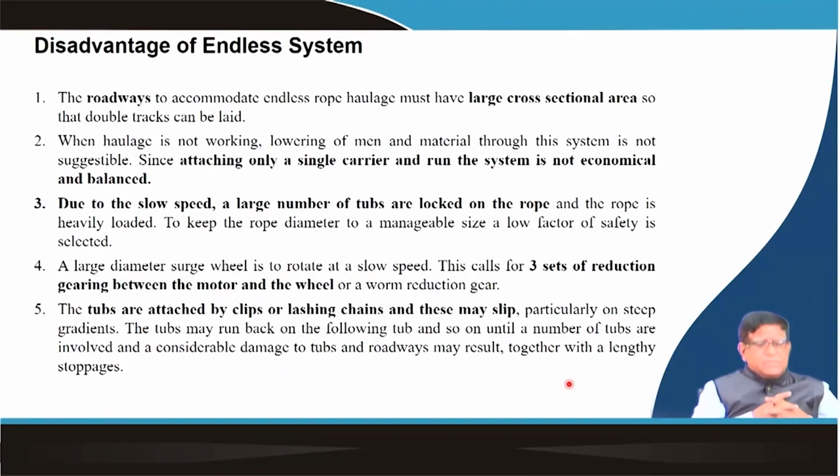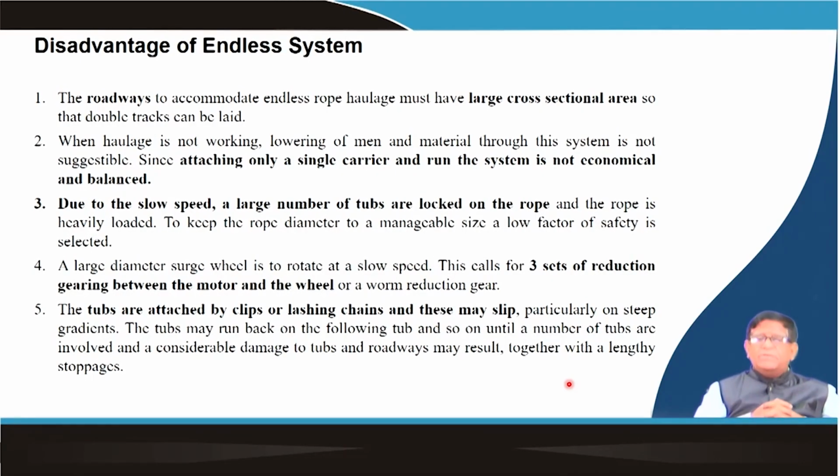Now, the disadvantage is, of course, that the roadways to accommodate endless rope haulage have large cross sections, because two tracks will have to be made. Then, when the system is not working, at that time lowering of man and material through this system is not suggested. You cannot use this system, because attaching only a single carrier to run the system is not economical and balanced. So it is to be used only where the number of cars can be attached and detached while the production is going on. So you will have to be very careful with that.